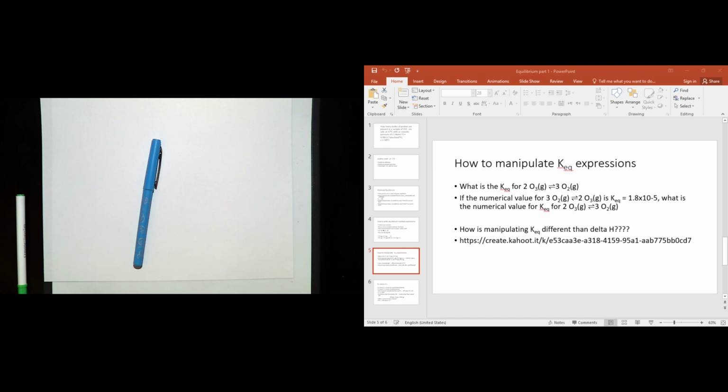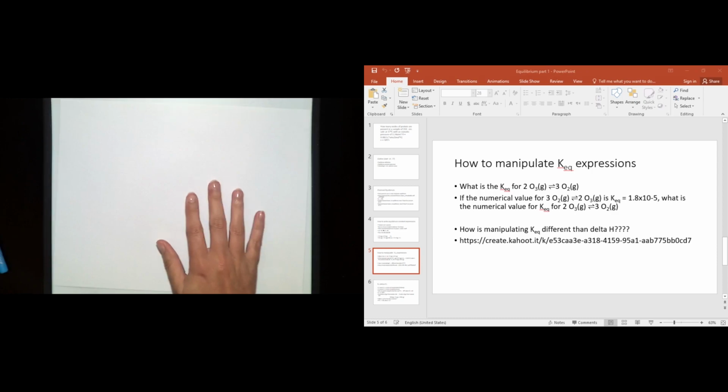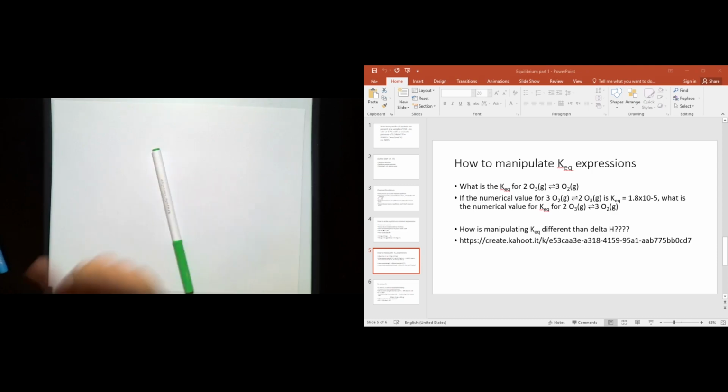So I want to spend a little bit of time talking about how, if you have the K numerical value, the equilibrium constant, a number for one reaction, you can figure out what that number is for another reaction that is very similar. So if you can manipulate that first reaction by flipping it, or multiplying or dividing all the coefficients, you can get a K value for that new reaction. Let me show you what I mean.